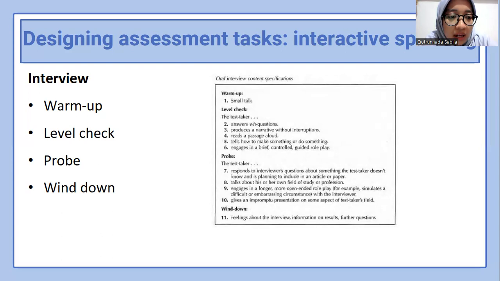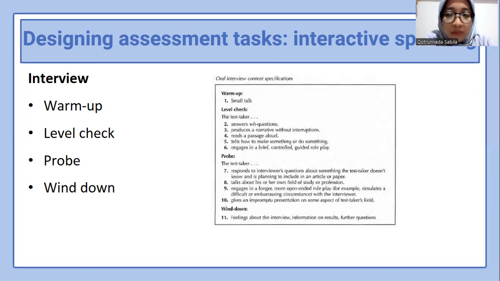And then next, the level check. Through a series of pre-planned questions, the interviewer stimulates the test taker to respond using expected or predicted forms and functions from previous data, previous test information, grades, or other data.